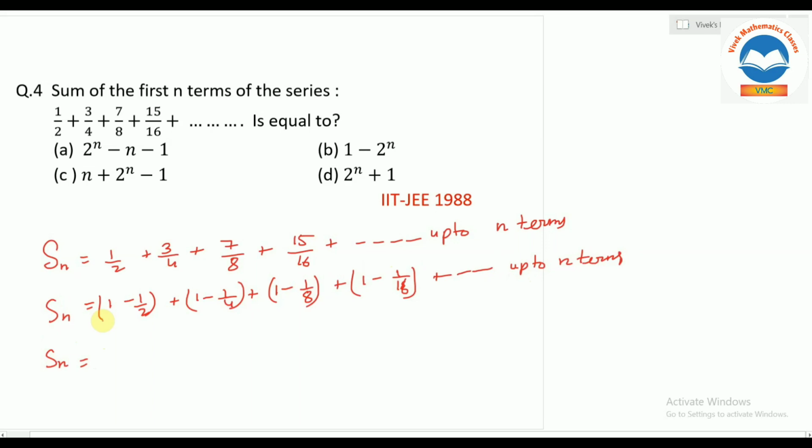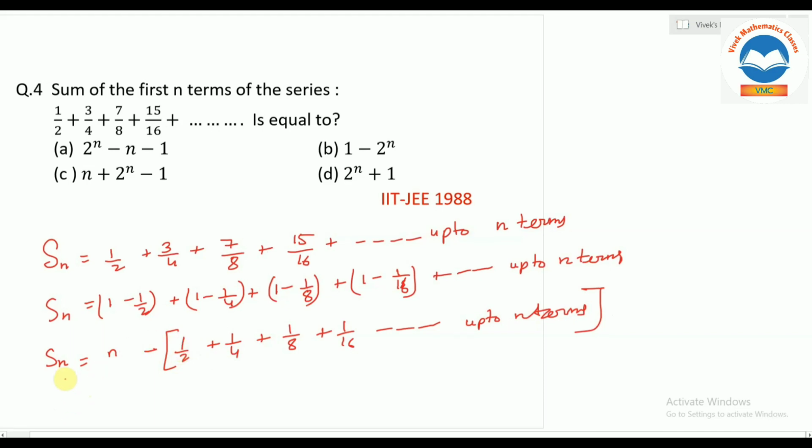If you see the first term of each bracket, 1, so 1 will come n times, so we will get n minus, from the other terms I will take minus common. You will get 1 by 2 plus 1 by 4 plus 1 by 8 plus 1 by 16 up to n terms. What is this? This is a GP with first term as 1 by 2 and common ratio also 1 by 2. So we will apply here the sum of GP formula.